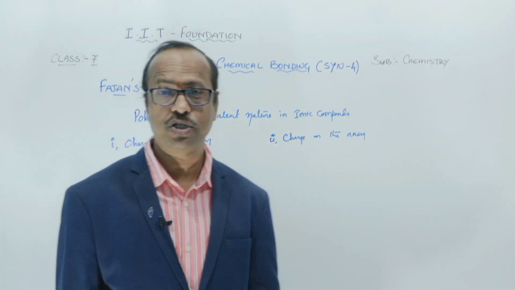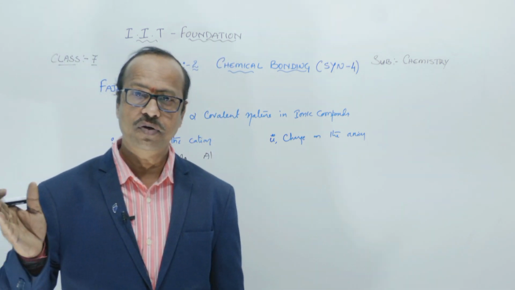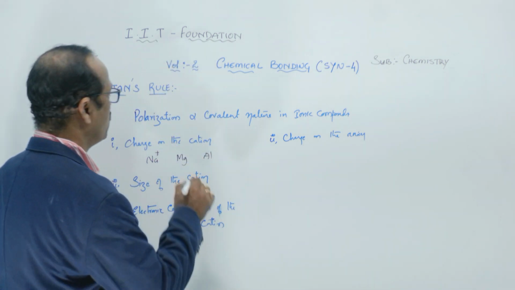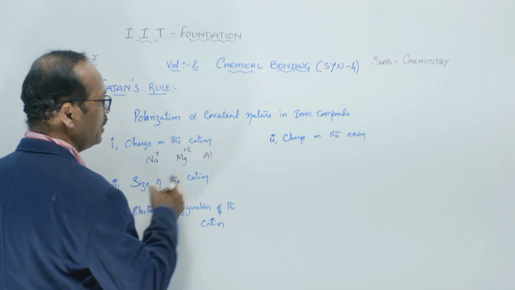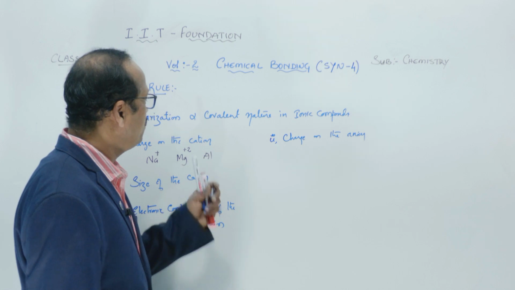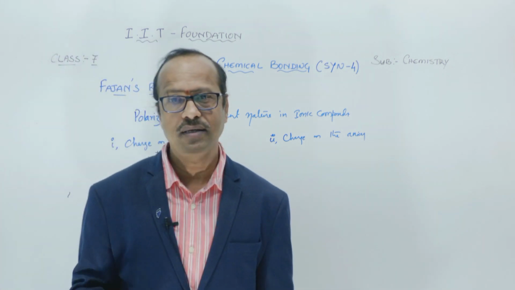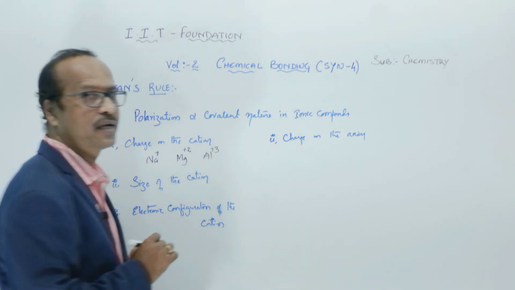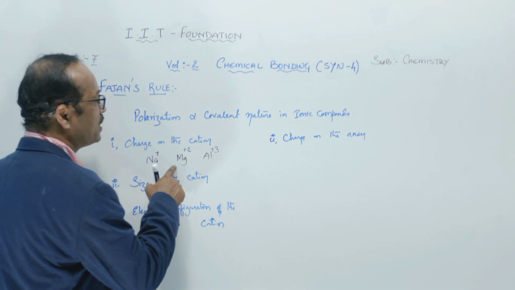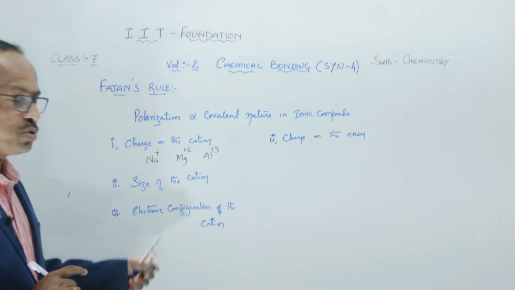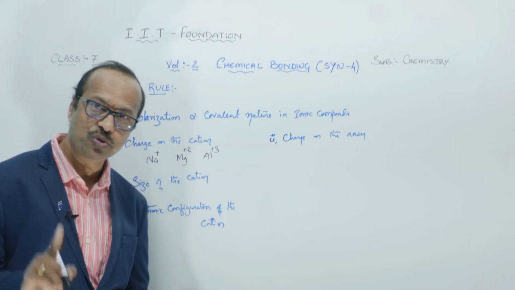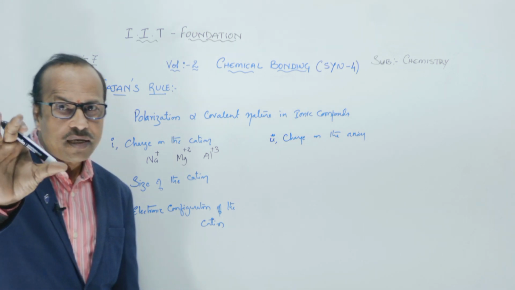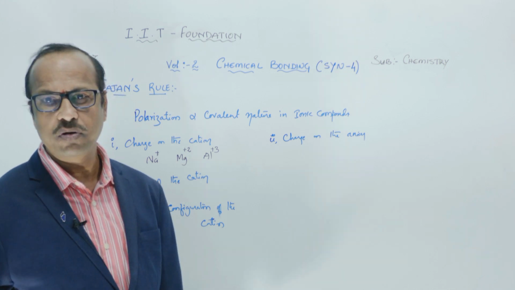Now magnesium, atomic number 12, electronic configuration 2, 8, 2. To attain stability, it has to lose 2 electrons, so it becomes plus 2. Aluminium, atomic number 13, is 2, 8, 3, so it loses 3 electrons and becomes plus 3. Sodium has 1 unit of positive charge, magnesium 2 units, and aluminium 3 units. Now, which can distort or deform the anion more?